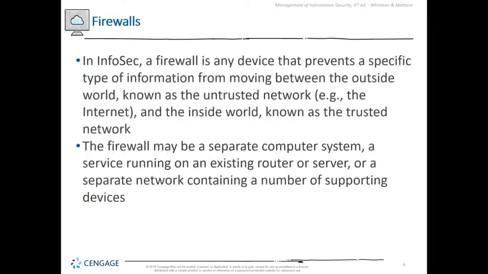So, managing network security: a firewall is a device that prevents specific types of information from entering or exiting a network. So it's going to stop that specific type of information from moving around in your network. A firewall can be a physical device. It can be a logical one, set on a network. It can be set into your operating system. So it may be a separate computer system or just a service.